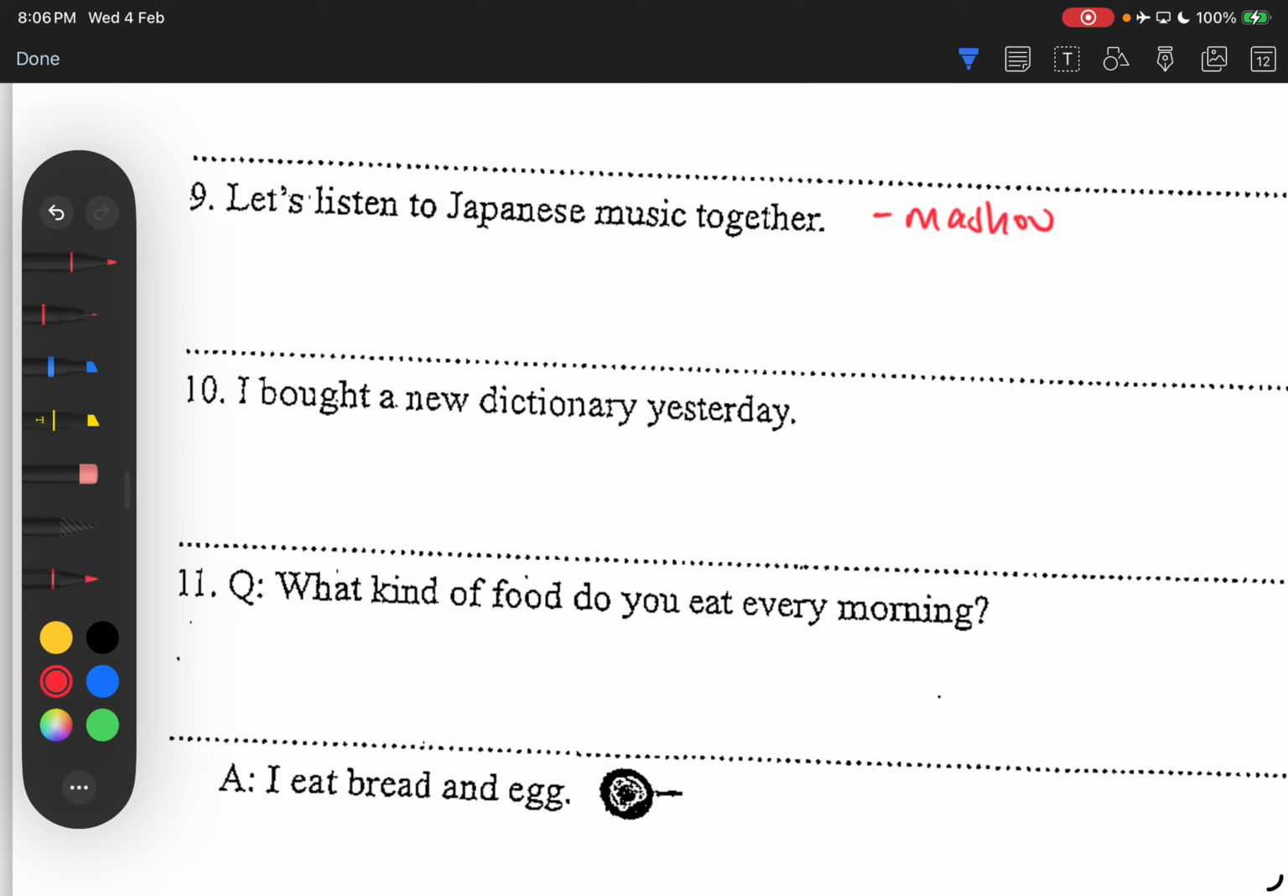So we have learned this masho form. Can you try with this form? Your answer is correct, just the last part. 一緒に日本の音楽を聴きましょう。Very good. There are two meanings for masho: one is shall we do something together, the other is let's do something together. So when I ask you a question, something masho ka, your answer should be masho.